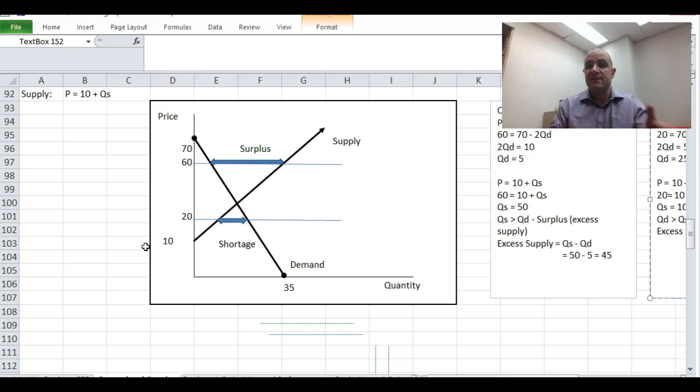And so that's what we're going to have in these cases where we have competitive markets and their prices are such that supply and demand aren't equal to each other.